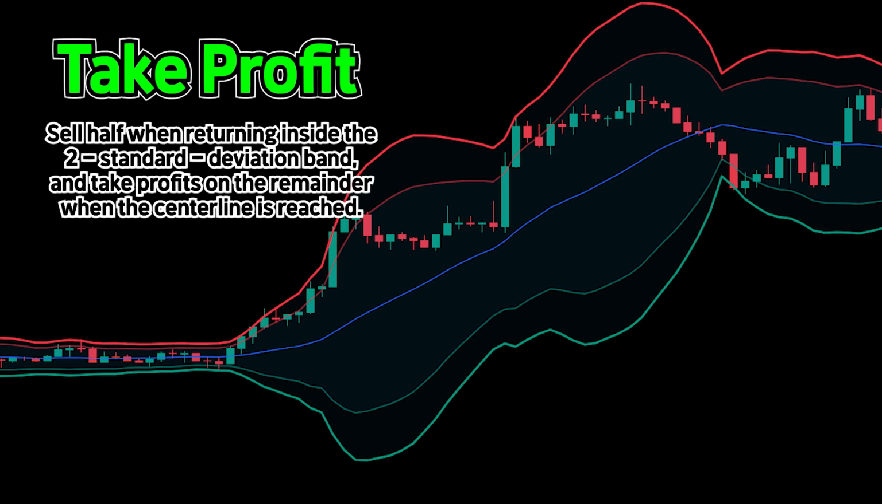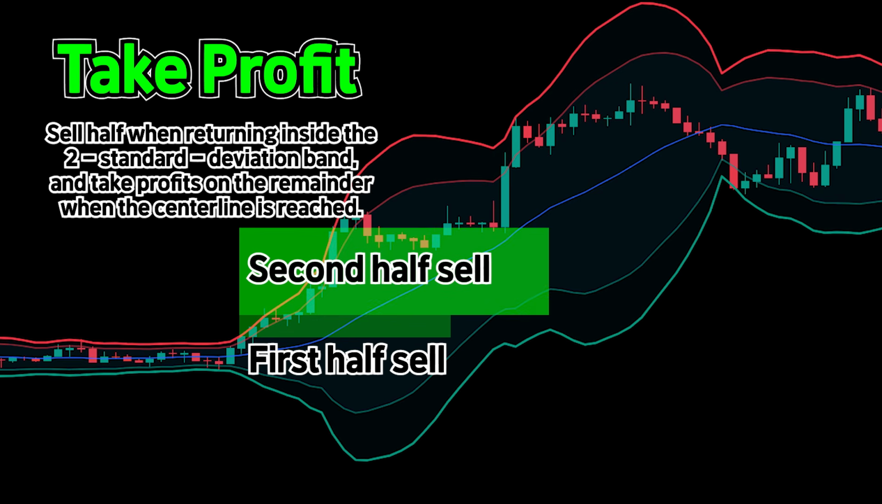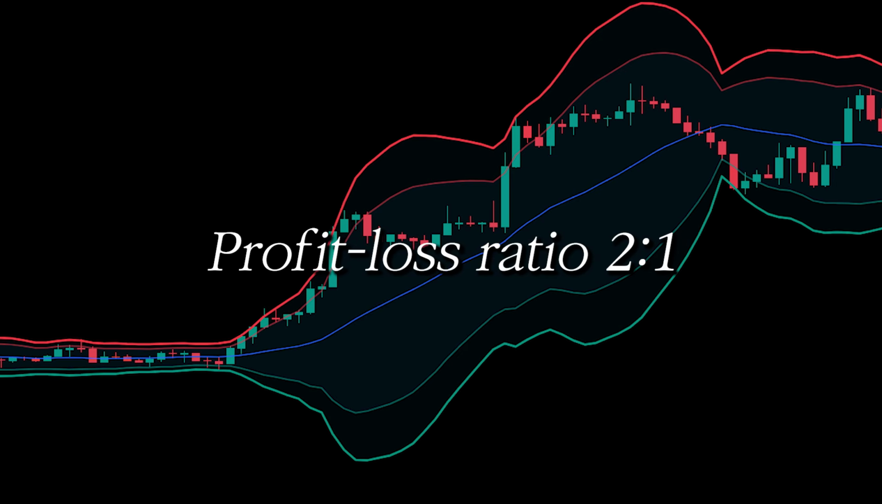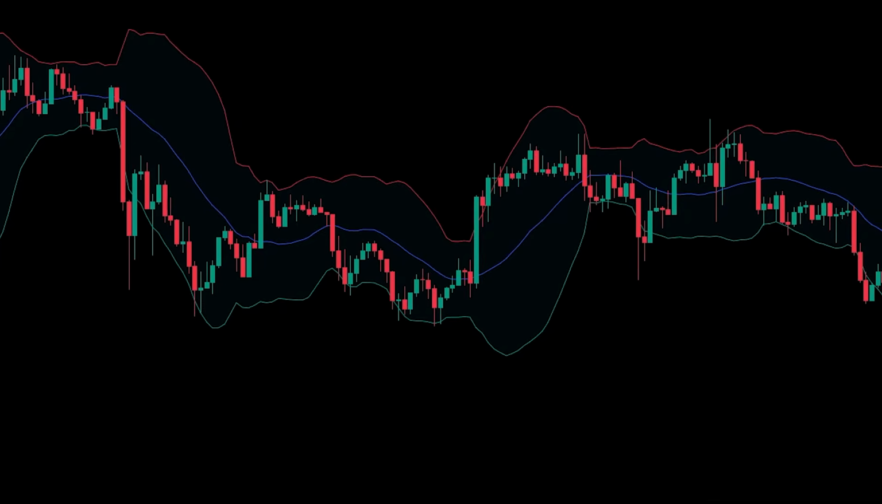For take profit, set the first target at the point where price re-enters the standard deviation 2 band. Sell half there. Exit the remainder when price reaches the middle band. Maintain a minimum risk-reward ratio of 1-2.